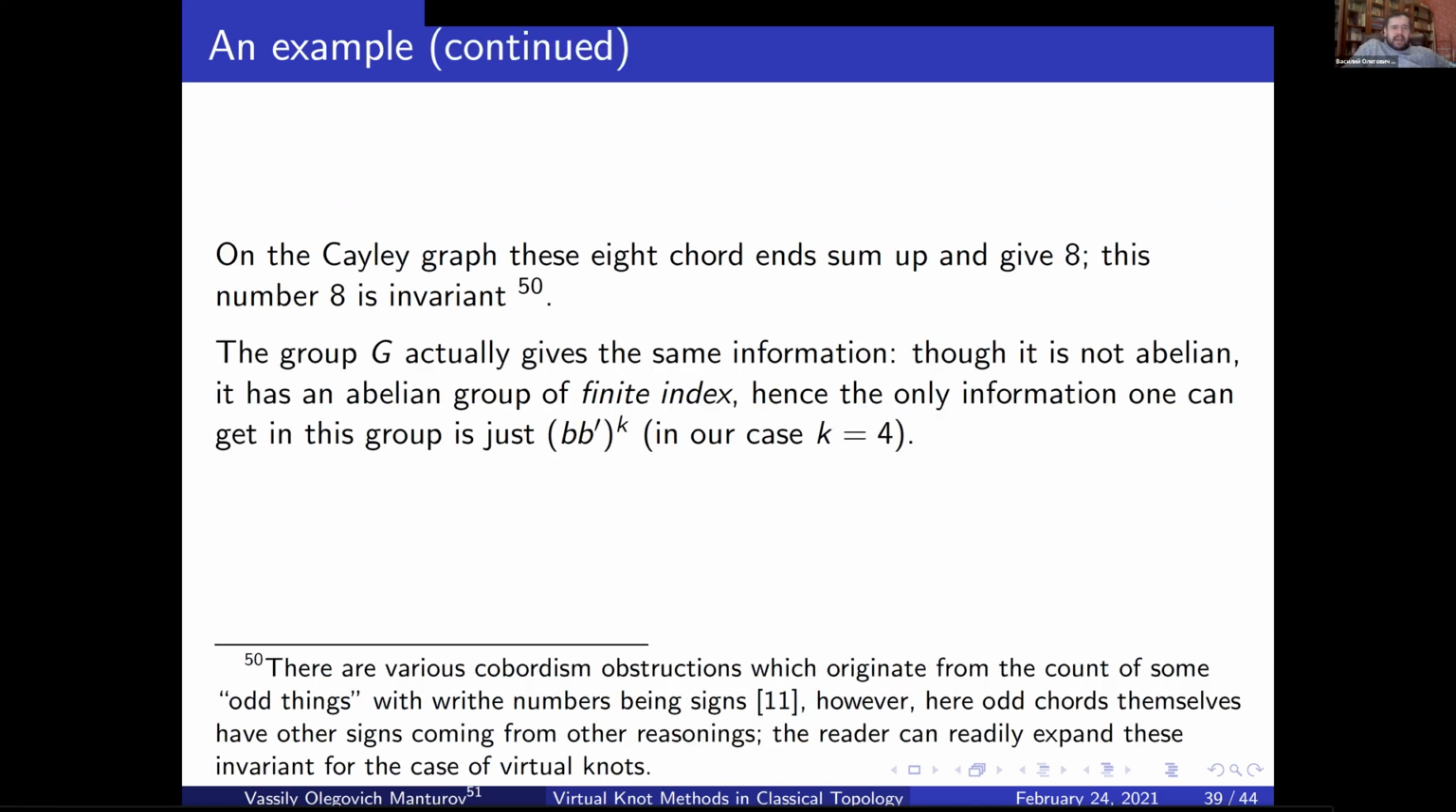Okay, and now just some words about this example. The bare count gave us B B prime to the 4, which gives us some 2 points at length 8, and the non-commutative case gave us some highly non-trivial word.